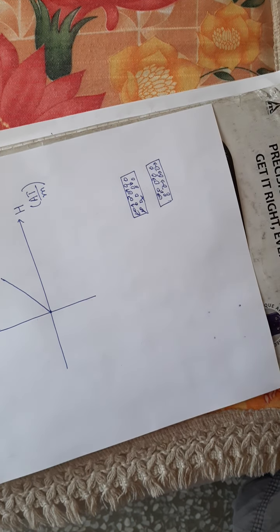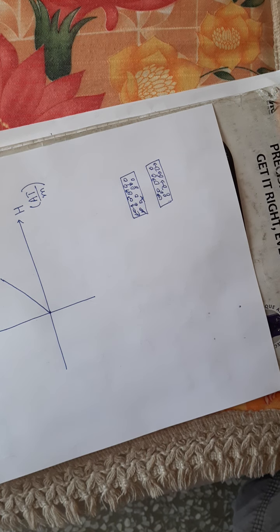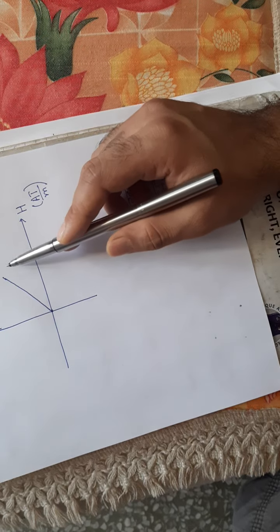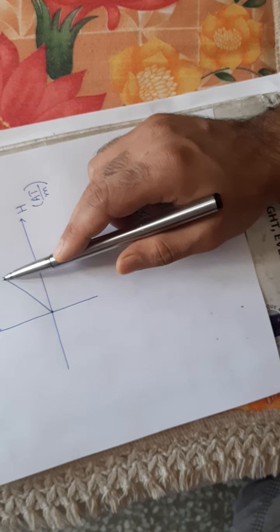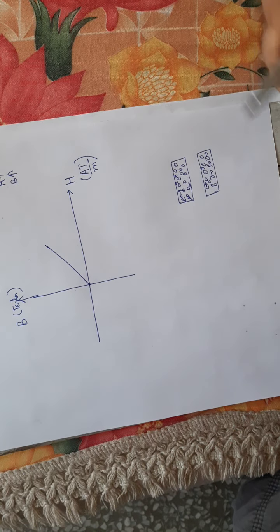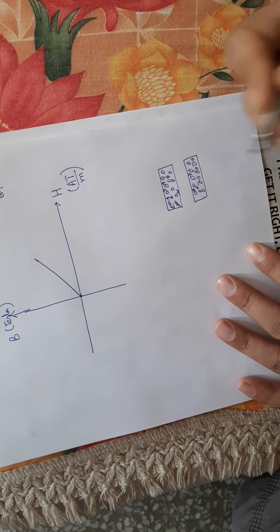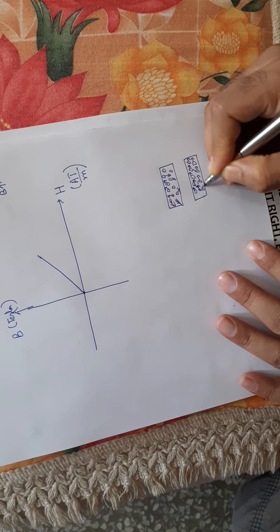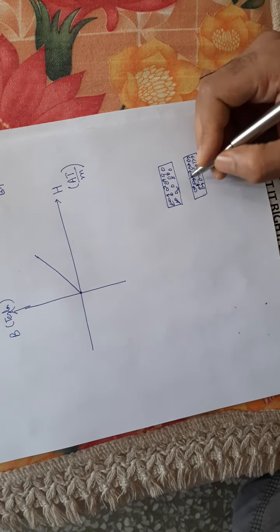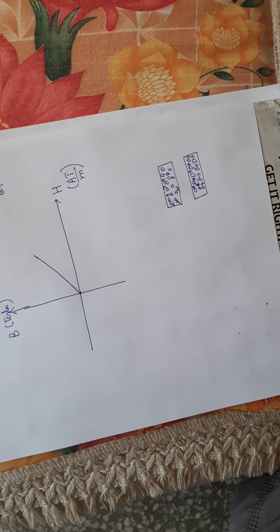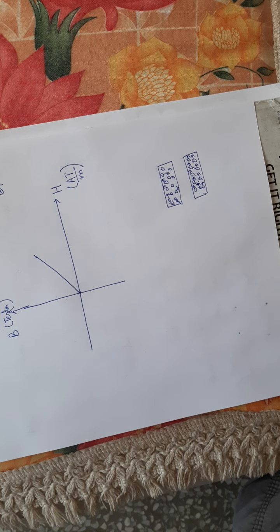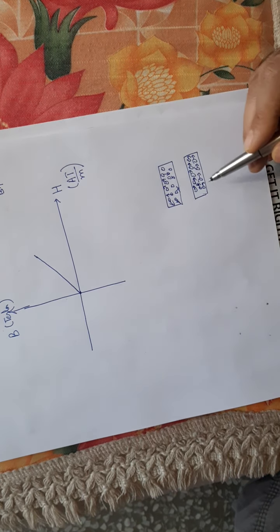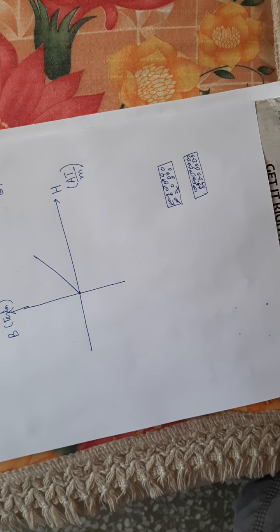So keep increasing the current further. A stage will come where, with the increase in H, the B will not increase further. Okay, the magnetic flux density will not increase further. Why will it not increase further? Because at that point all the magnetic domains will get oriented in one direction only. If all the magnetic domains are oriented in one direction, and still we increase the current, meaning we increase H, B will not increase, because none of the domains are left behind.